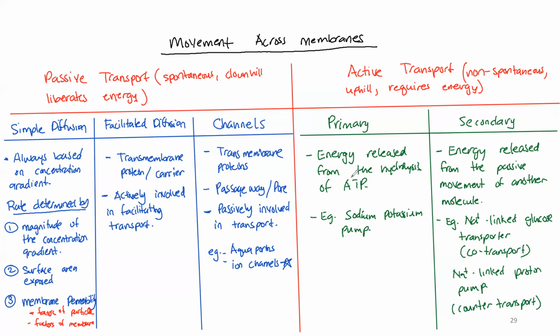It's going to bind to one face of that carrier. Let's say glucose, for example, binds to one face of that GLUT4 transporter. The transporter shape shifts, and then it kind of spits glucose out on the internal surface of the cell. Or the external surface of the cell, because the transporter is going to be on the basolateral membrane. Okay.